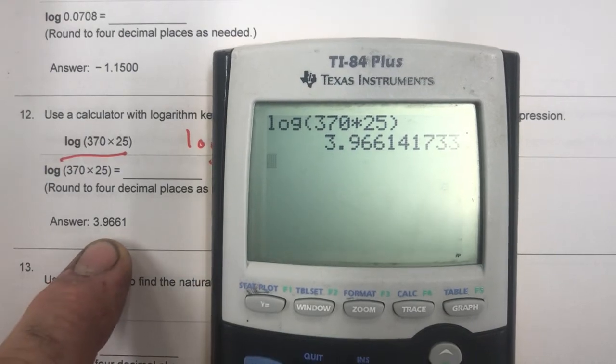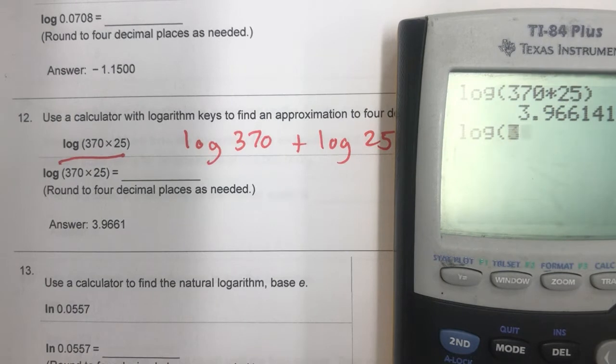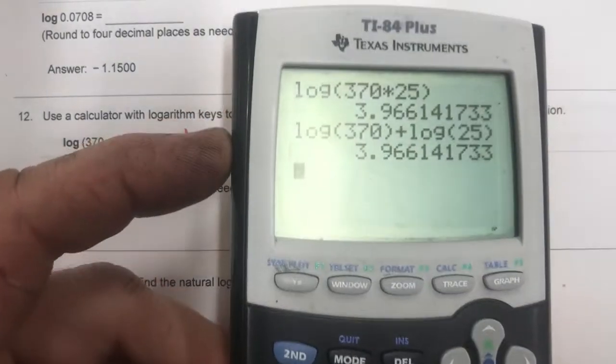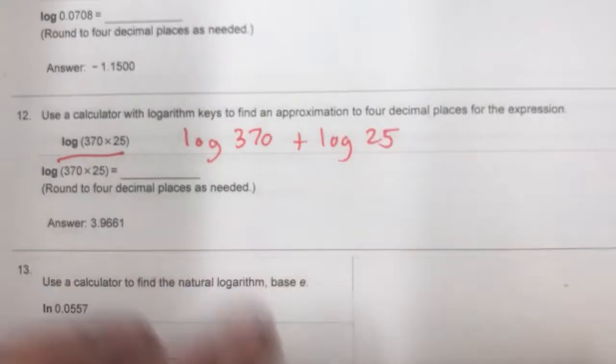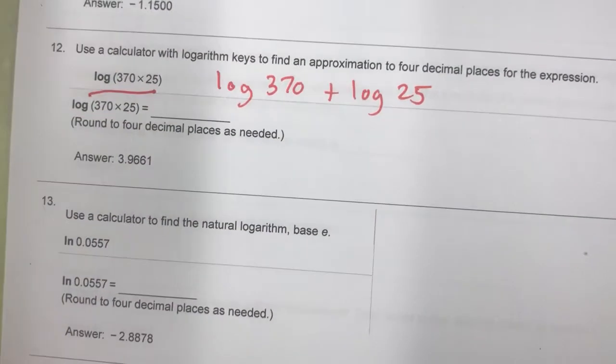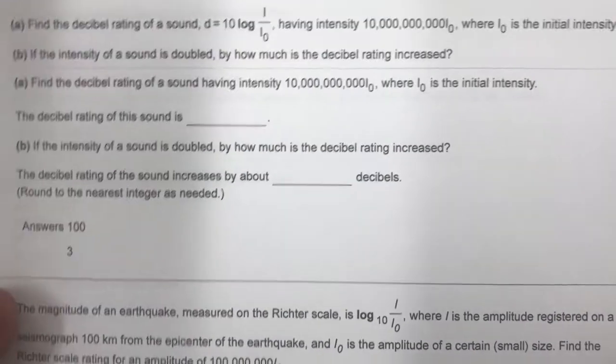You can see the answer here. But I'm going to type it in this way. Log 370, close up parentheses, plus log 25. And look, I get the same exact answer, which shows us how our properties are equal. We're just typing this in, so I'll let you do those, okay? Number 15.